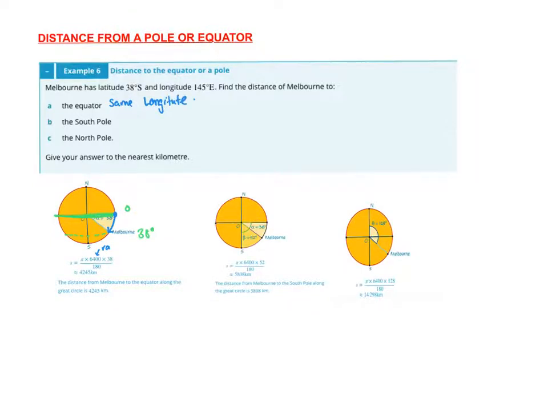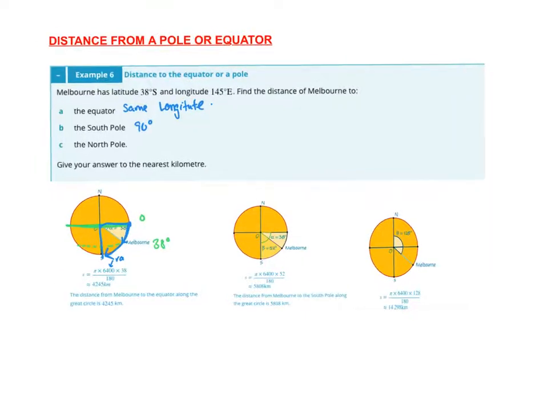Okay? If we're down at the South Pole, what's the angle between those? 90 degrees. Good. So because we're saying South Pole's 90, but Melbourne's already gone 38, we've already gone 38 of the way. So can you see when you're trying to go from Melbourne to the South Pole, you're saying 90 minus the 38, which is 52. That's why they've done it.